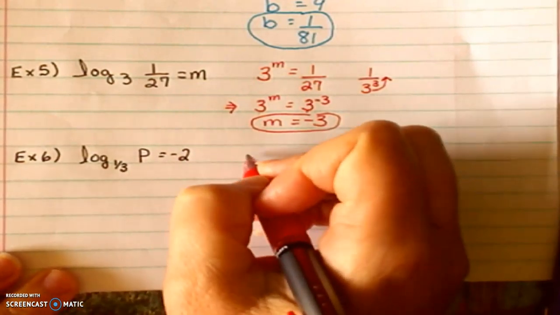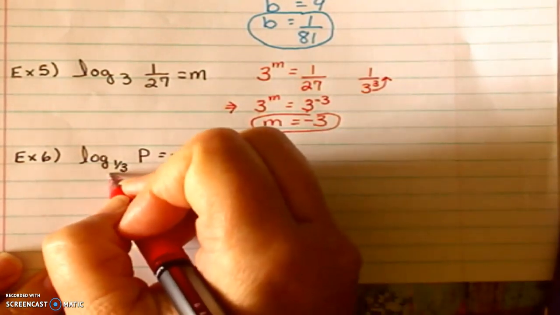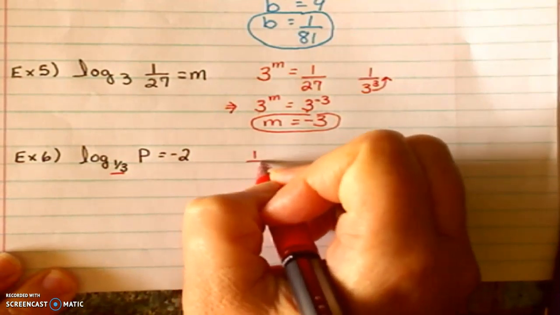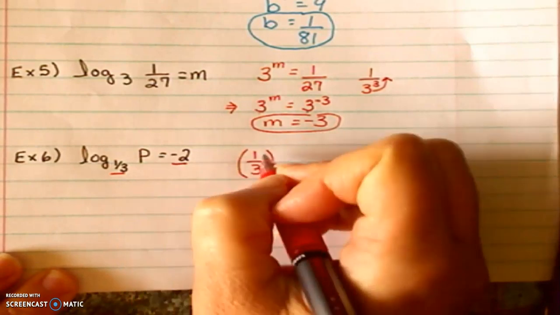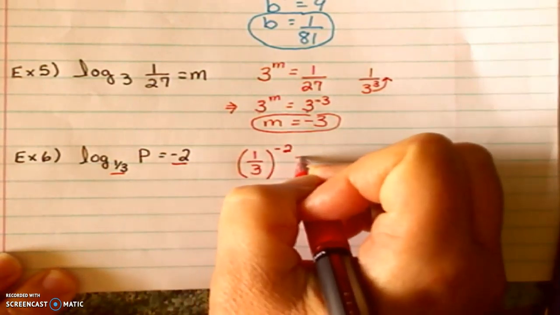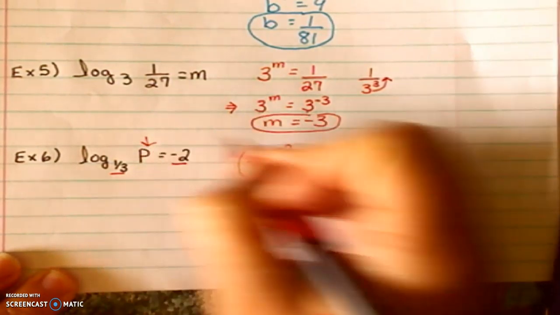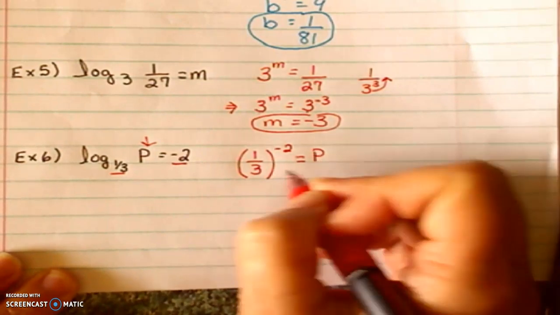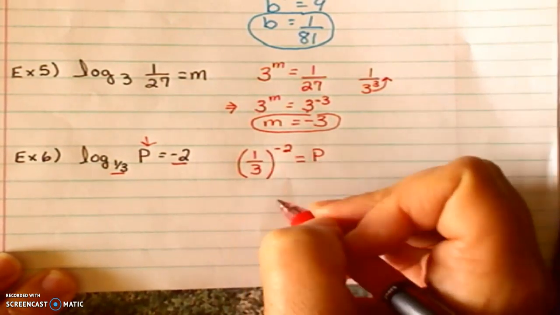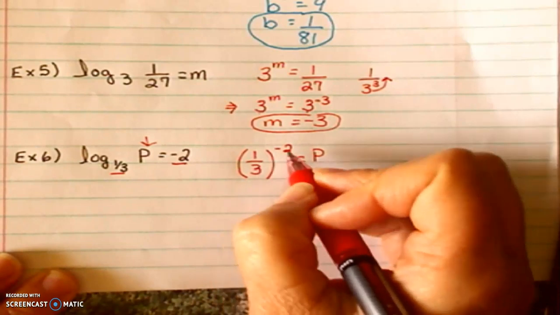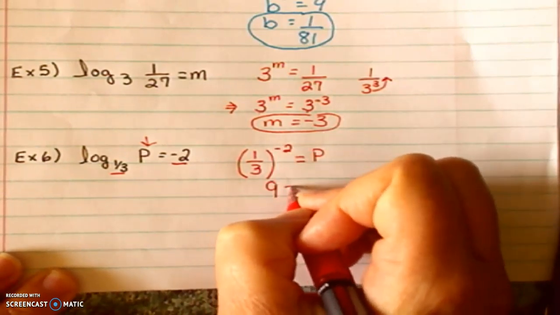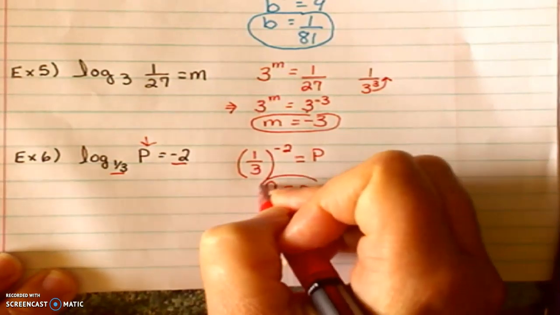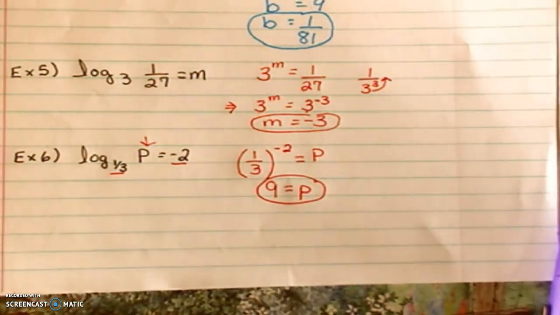Okay, here's another example, example 6. Change the logarithmic format into exponential format. Your base of 1/3, your exponent, or raised to the power of -2, is equal to the argument or the answer, which is p. So now you just need to calculate 1/3 to the -2 power. 1/3 squared is 1/9. The negative exponent says take the reciprocal. So p is equal to 9.